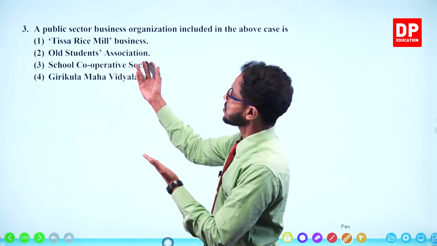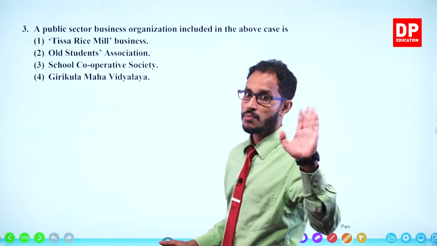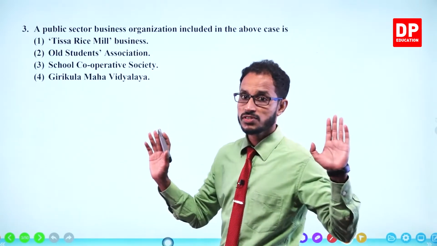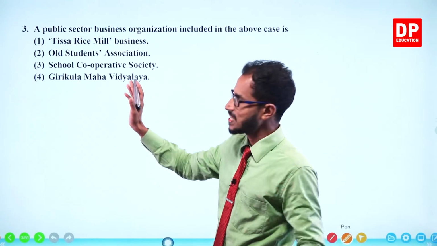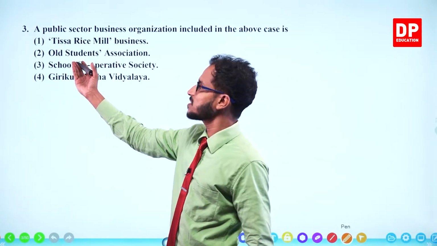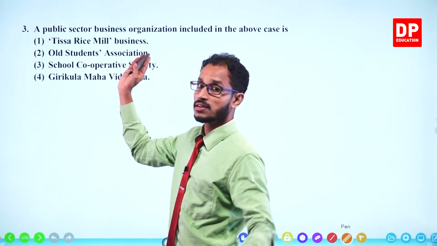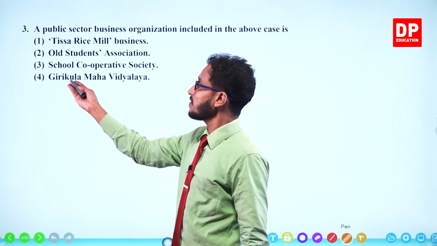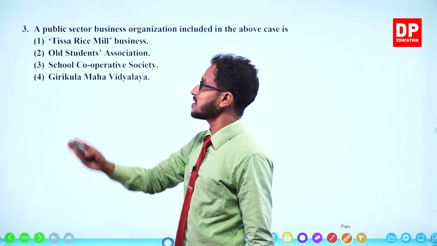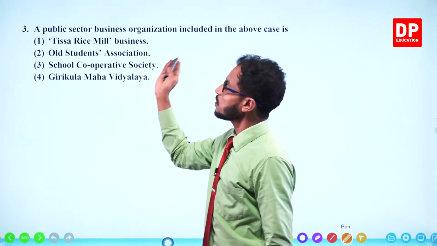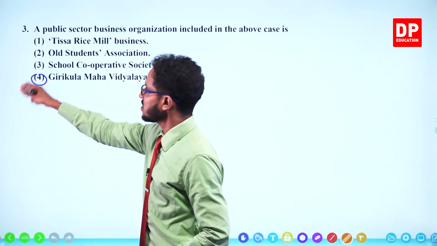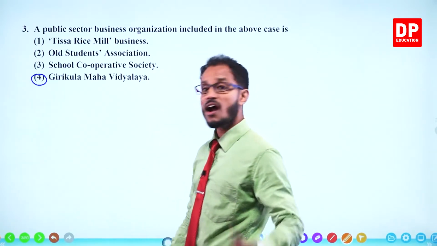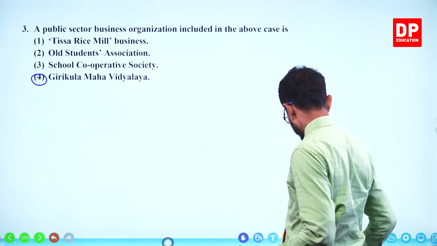All Students Association, not a government institution, not a government office, not a government organization. It's the All Boys Association of the school, not government. Girikula Mahavidyalaya is the only answer that I can see, because the school cooperative society also belongs to the school, not to the government. This is the answer. Girikula Mahavidyalaya is a government school.